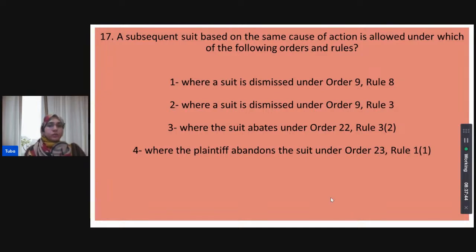Is it where a suit is dismissed under Order 9, Rule 8? Is it where a suit is dismissed under Order 9, Rule 3? Is it where the suit abates under Order 22, Rule 3.2? Or is it where the plaintiff abandons the suit himself as under Order 23, Rule 1.1? So I will begin the timer and you can leave your guesses in the comments.